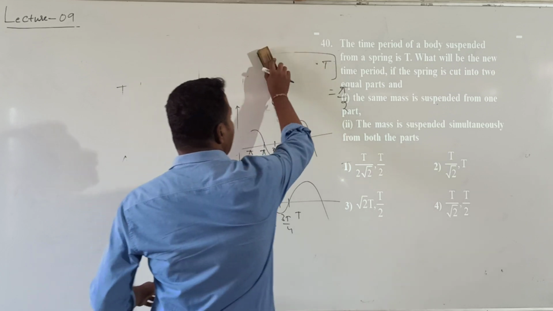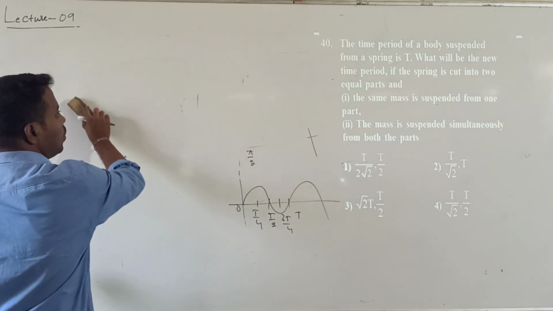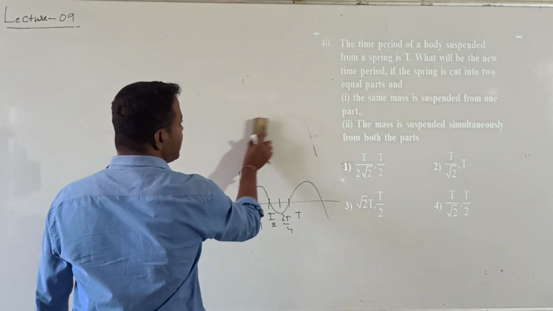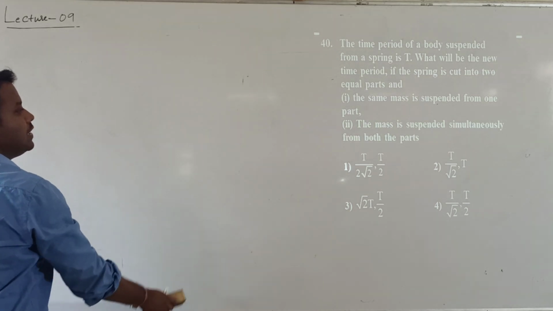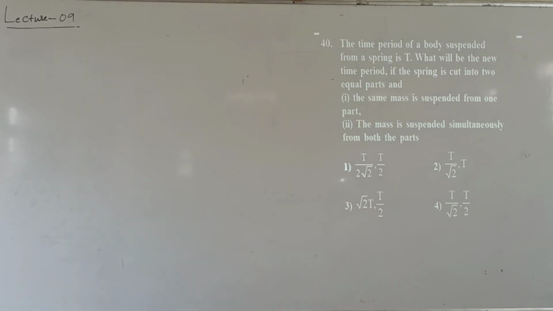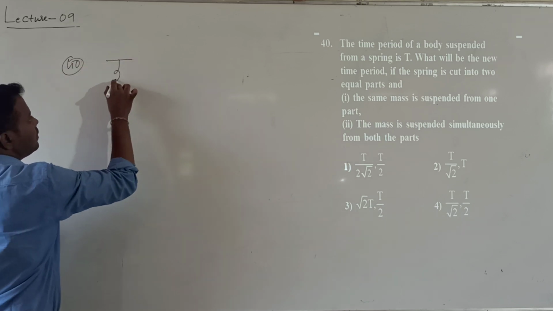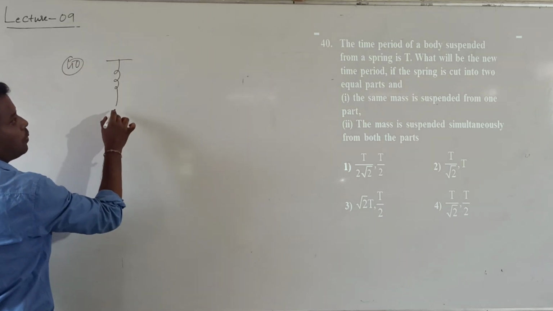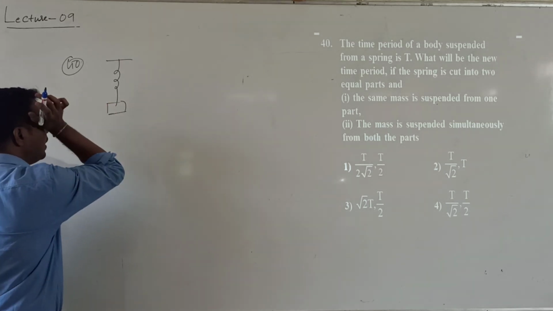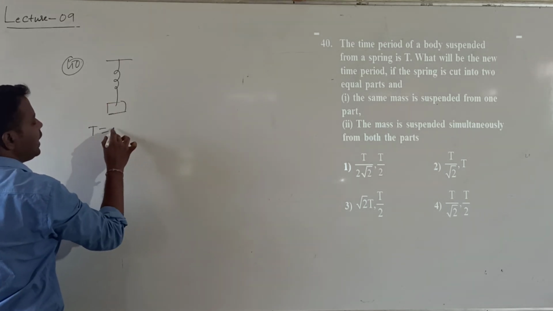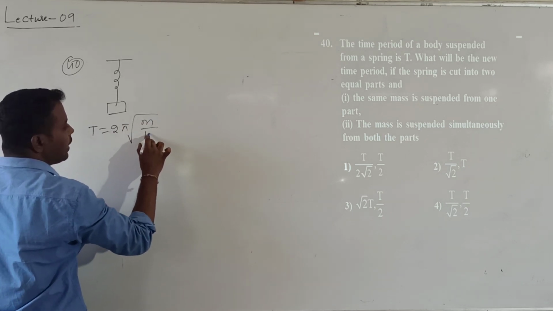The time period of a body suspended by a spring is T. Now what will be the new time period if the spring is cut into two equal parts, if the same mass is suspended from one part? In this question, what is given? First, the time period of a body suspended by a spring. One body suspended by a spring, time period T. T is given by the formula 2 pi into root over m divided by k.